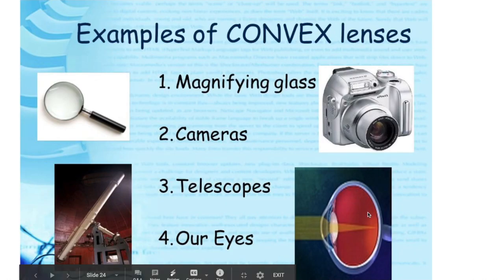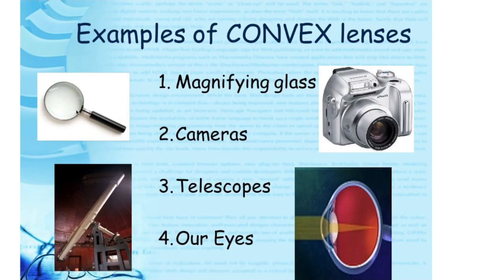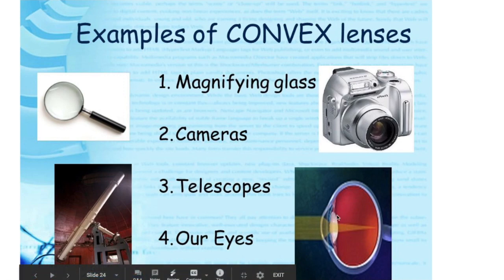Examples of double convex lens are the magnifying glass, as I told you, and cameras. For cameras also, the light has to enter, converge, and reach the screen. Even our eyes have a double convex lens, because light has to come here and converge so that in our eye we can form an image.